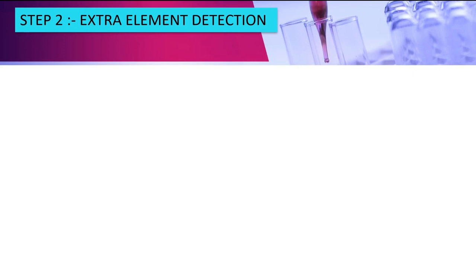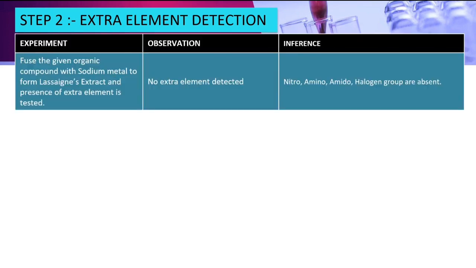Moving ahead, we do the second step, that is, detection of extra elements. The organic compound was fused with sodium metal to form the Lassaigne's extract, which was further treated with different reagents to check for the presence of extra elements. No extra element was detected, and hence we can infer that nitro, amino, amido or halogen groups are absent in the given unknown organic compound.